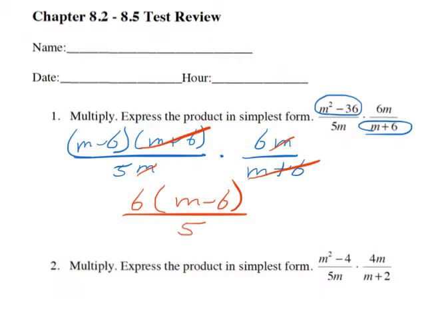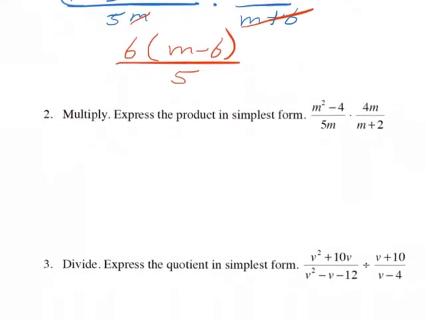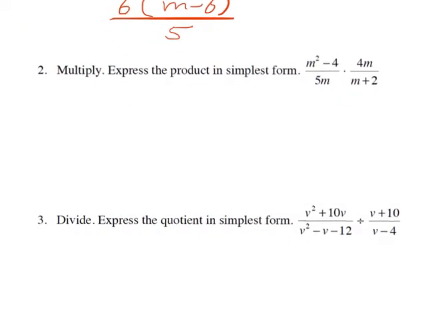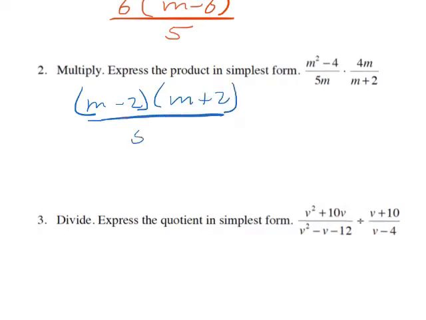All right, let's move on to the second problem. In looking at the second problem, it says multiply the expression in simplest form. Again, we're going to factor. So I have m minus 2 and m plus 2 all over 5m times we have a 4m over m plus 2. Will anything divide out?